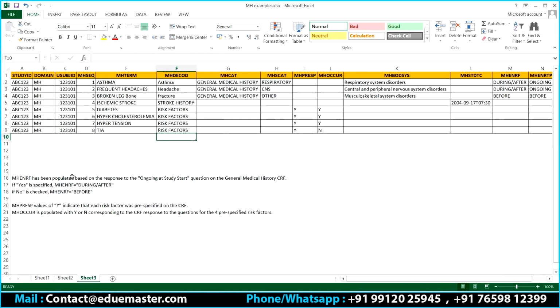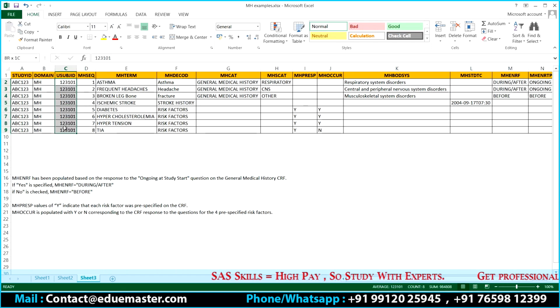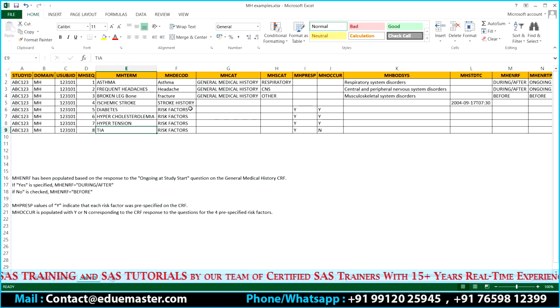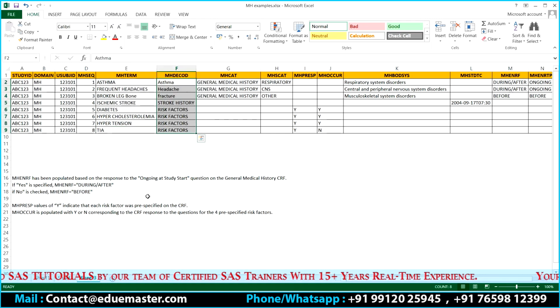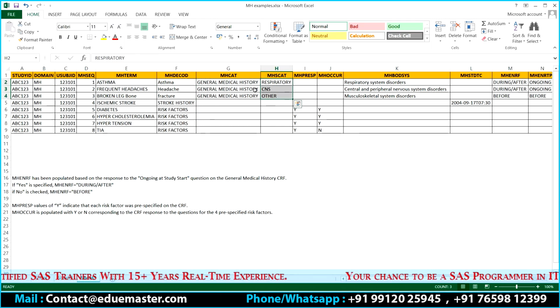This one I haven't explained to you. Let me explain this and come back on it. Maybe I can explain directly here. See, here also the same patient, only one subject I have taken. There are 8 different events, that is 8 different terms that happen. Like I can say that asthma, frequent headaches, broken leg bone, ischemic stroke, diabetes, hypercholesterolemia, hypertension, and TIA. The relative medical dictionary codes are also here. Category is general medical history, and subcategory is also available here: nervous system, other, and respiratory system.